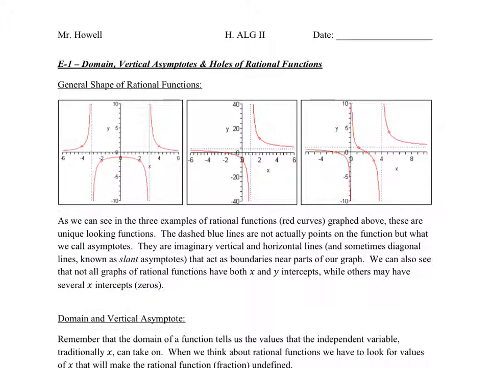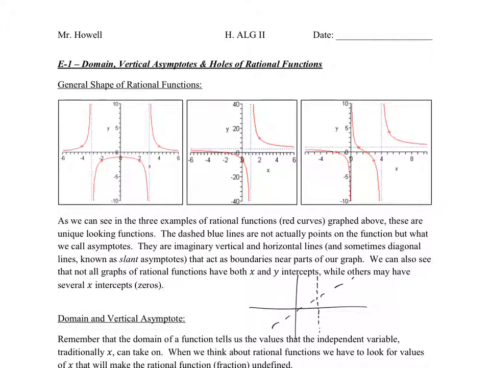There's also something called a slant asymptote. I'll draw you a quick diagram of that. Here's what that would look like. It's an asymptote that's slanted, hence slant asymptote. Some books, some texts call it an oblique asymptote. That's another word for it, oblique. Oblique just means slant.